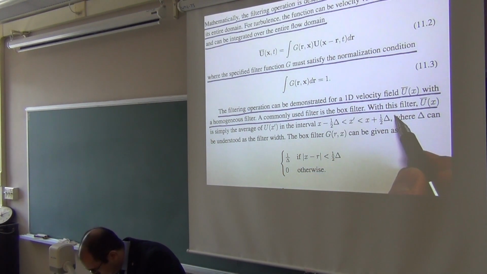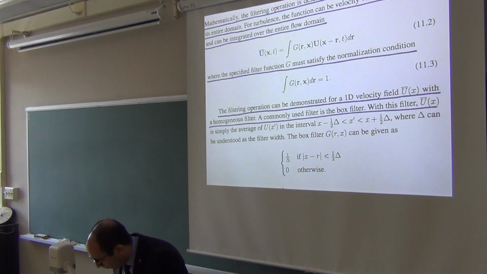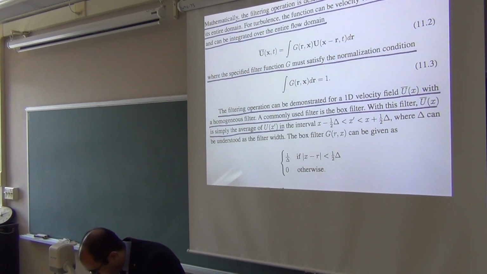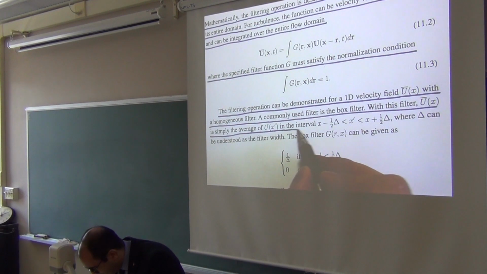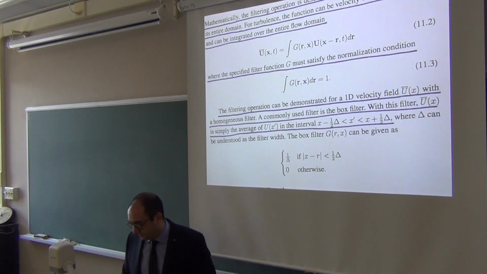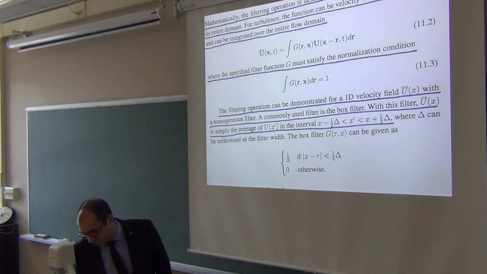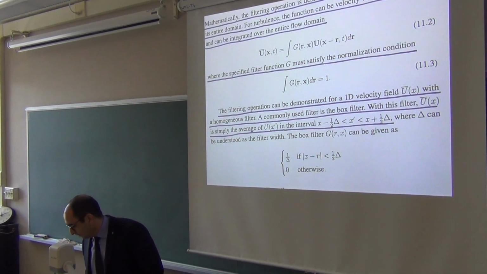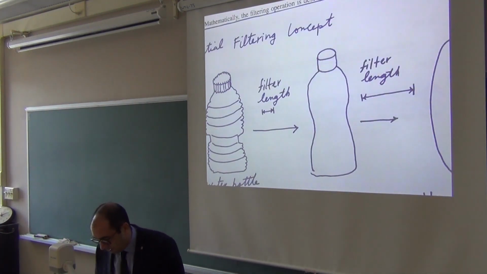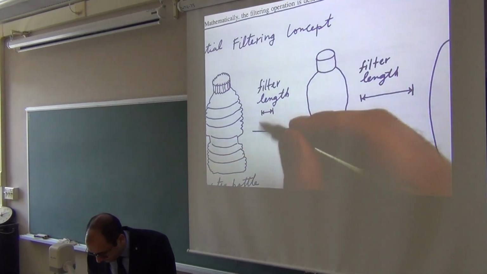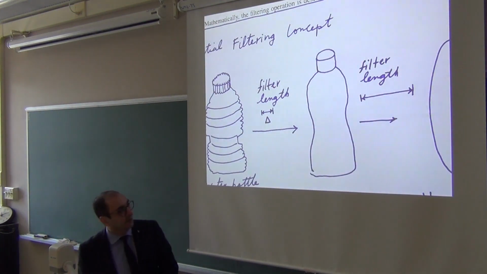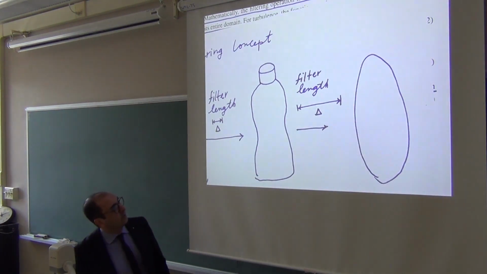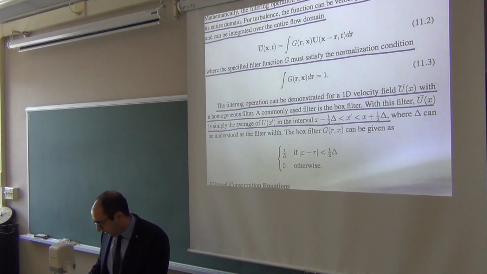The box filter is the simplest filter known, and results in the average of u in the vicinity of the filter length. Let's say the filter length is delta, 2 centimeters. If it makes it easier, this is the filter length, the length of averaging. So here delta is larger. Okay, so delta is the filter length.